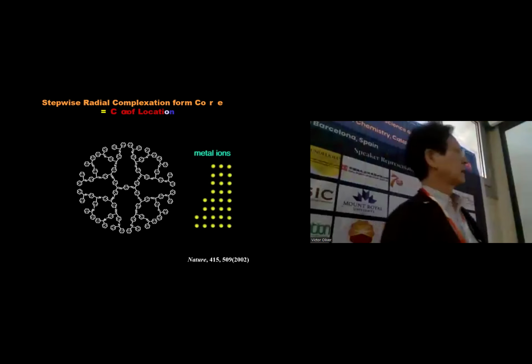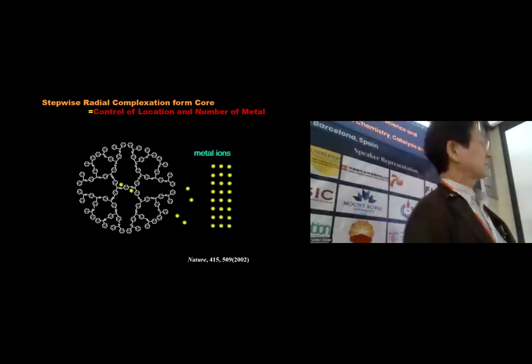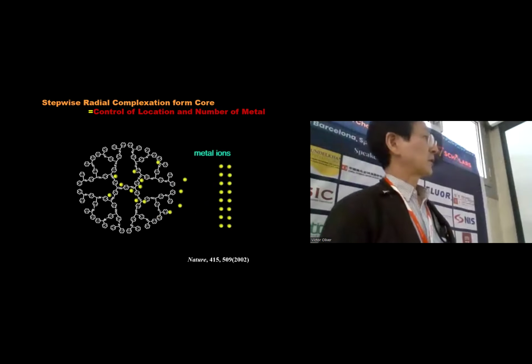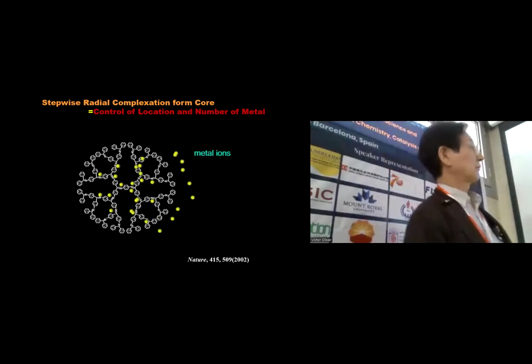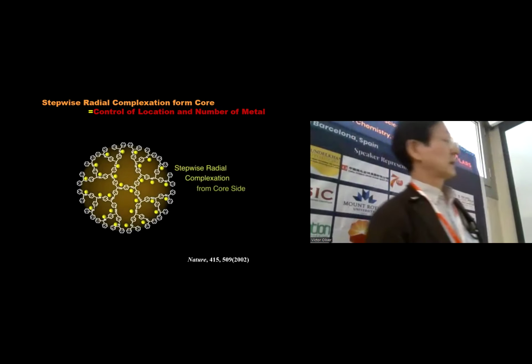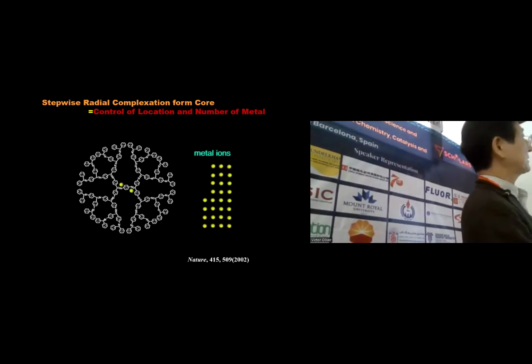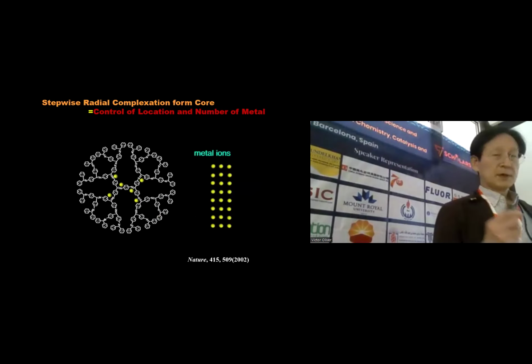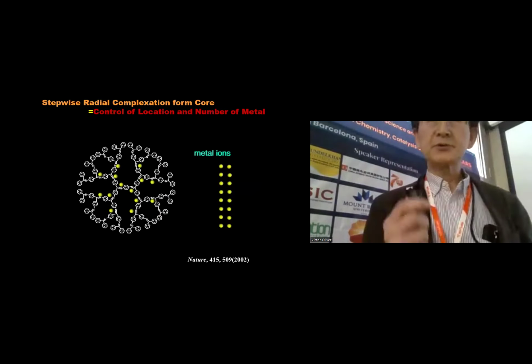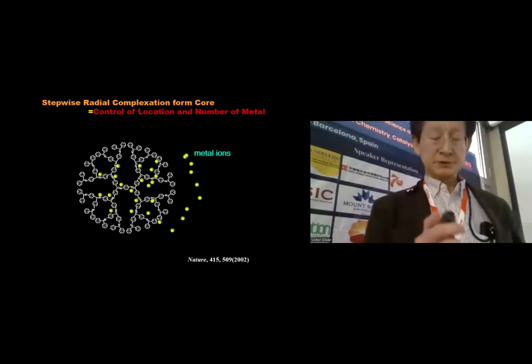Interestingly, complexation proceeds not at random, but in a stepwise fashion from the core to the periphery, as shown in this animation. Of course, kinetically, the metal salt first coordinates the periphery of the dendrimers. Spectra are measured under equilibrium conditions. Thermodynamically, the metal is assembled from the core to the periphery, as shown in this animation. We call this behavior stepwise radial complexation.